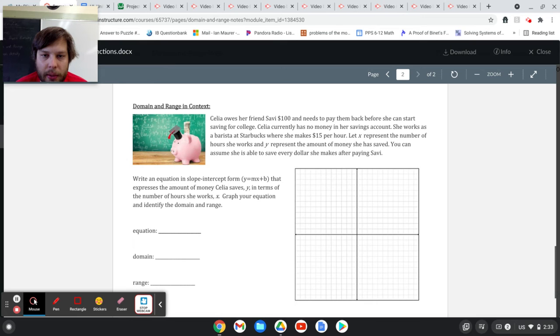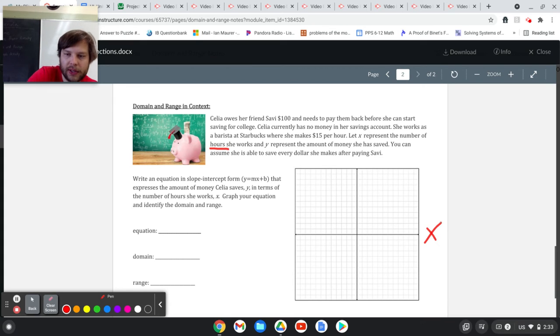X represents hours, Y represents the amount of money. So let's make sure we're writing down the relevant information here. So X is the number of hours. So I'm going to say X here is hours, and then Y equals money. And she starts out $100 in the hole. She owes that much money.